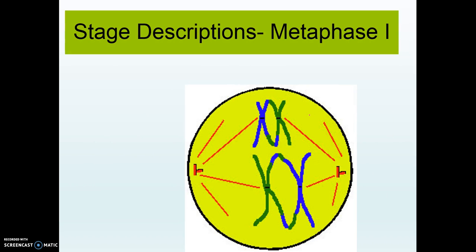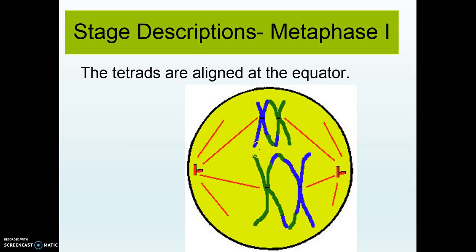The next phase is metaphase 1. Well, in metaphase 1, the tetrad, remember it is not chromosomes, the tetrad, the homologous pair which have exchanged material, come to lie in the equator or the middle of the cell. And the centrioles produce the spindle fibers which are attached right here to the centromere. Okay, so this is the centromere of the tetrads.